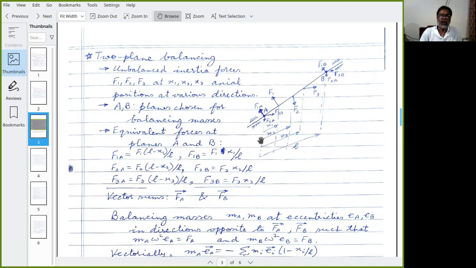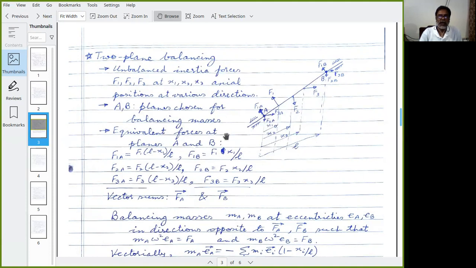So from one of those, you measure the axial position of different unbalanced forces. Take all of them x1, x2, x3, and so on. And this point to that point, AB distance is set here. We are not taking bearing together, but just AB. Now, AB are the planes chosen for balancing.